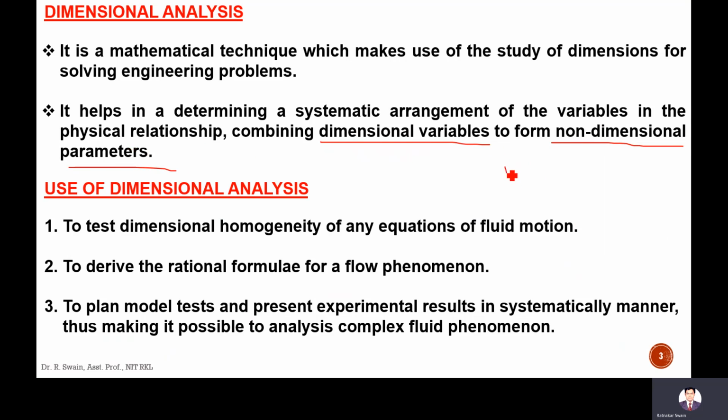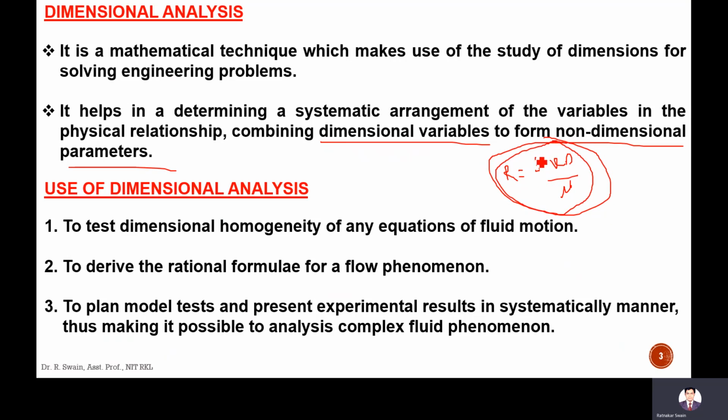For example, take the Reynolds number. Reynolds number is rho V d by mu. Basically this dimensional analysis is used for research purposes and if you are doing any experiment, and you are going to determine the physical relationship between these variables.